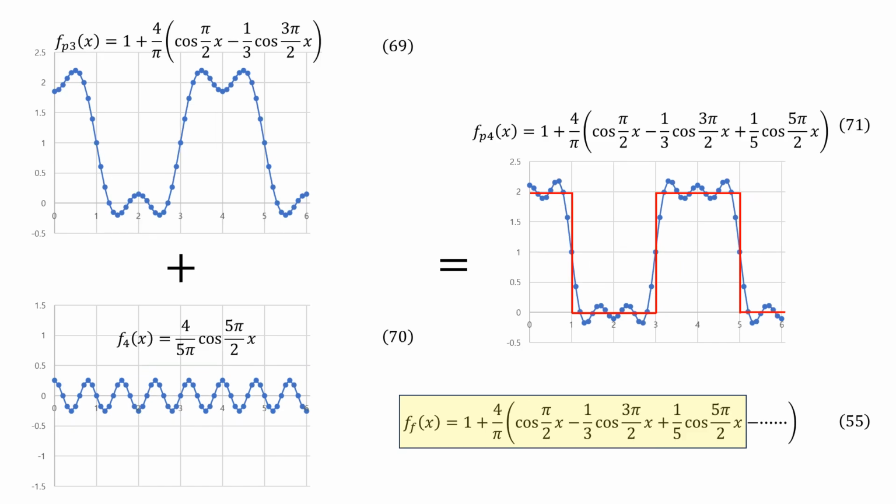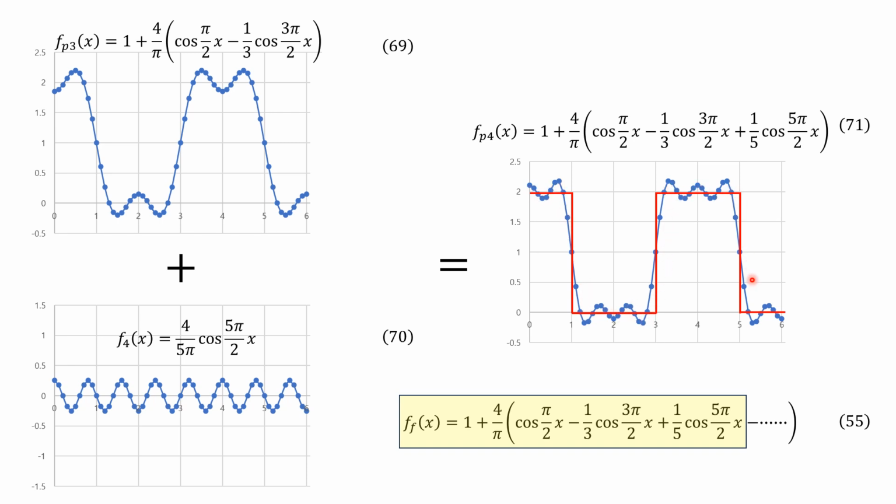Continuing, the fourth term of the Fourier series can be expressed as f4(x) as equation 70. By adding equation 70 to equation 69 obtained previously, the sum fp4 up to the fourth term of Fourier series equation 55 can be obtained as equation 71. If equation 71 is graphed, it becomes the blue line in the picture on the right.